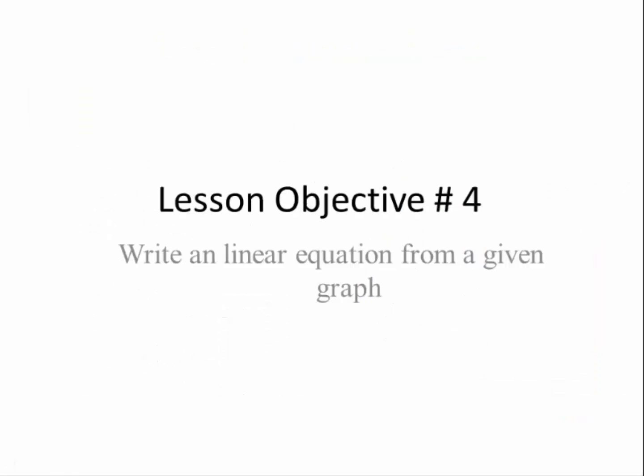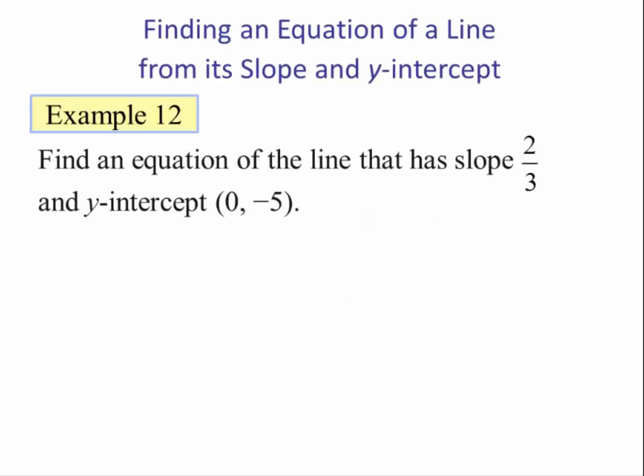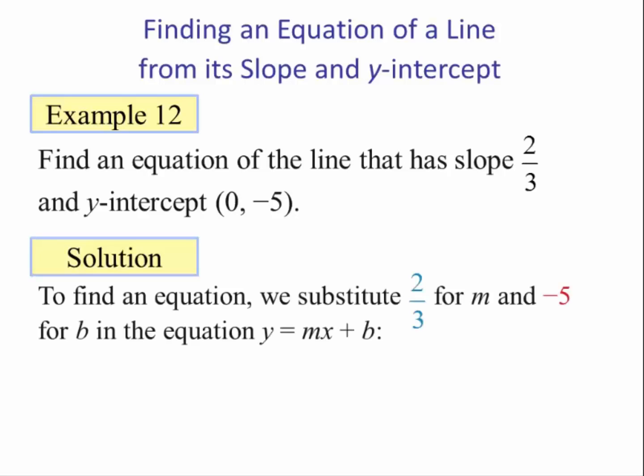Lesson objective. Find the equation of a line that has slope 2/3 and y-intercept (0, -5). We're going to write this in y equals mx plus b form. We're given the slope, we're also given the y-intercept, so all we have to do is substitute those values in for m and b. So we have y equals 2/3 x plus -5, which we could write simply as y equals 2/3 x minus 5.